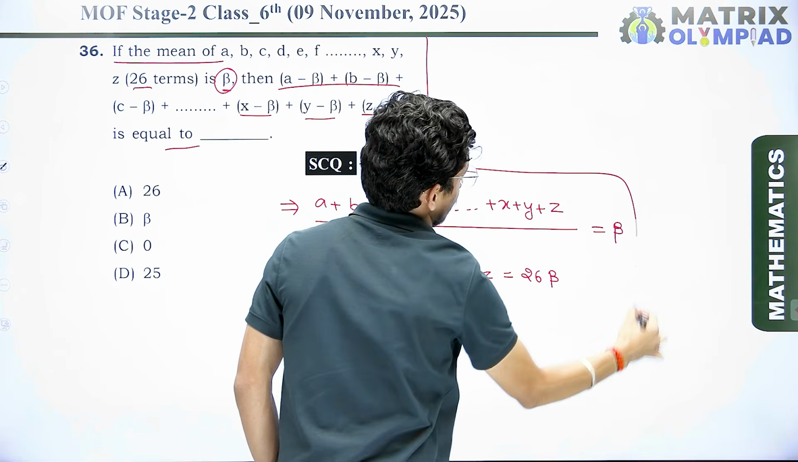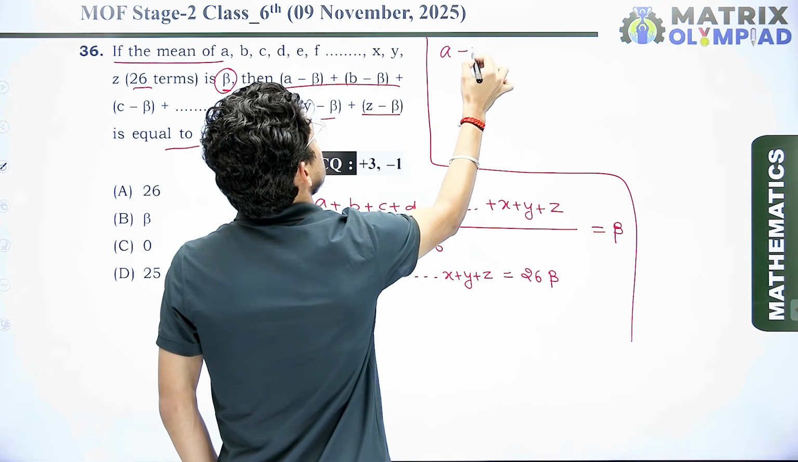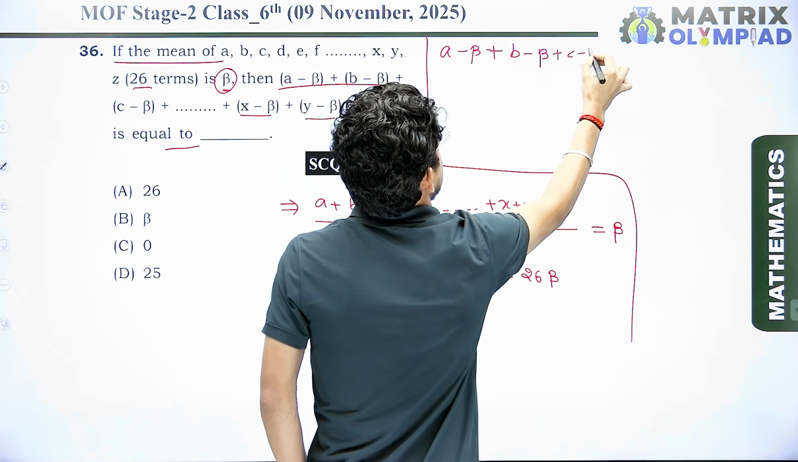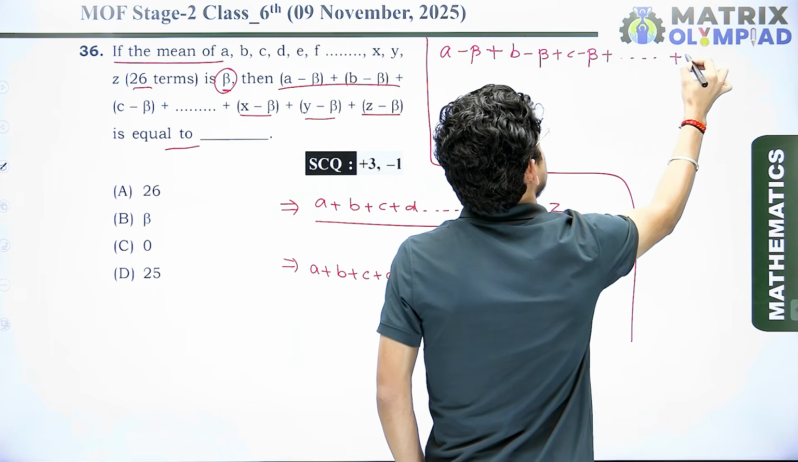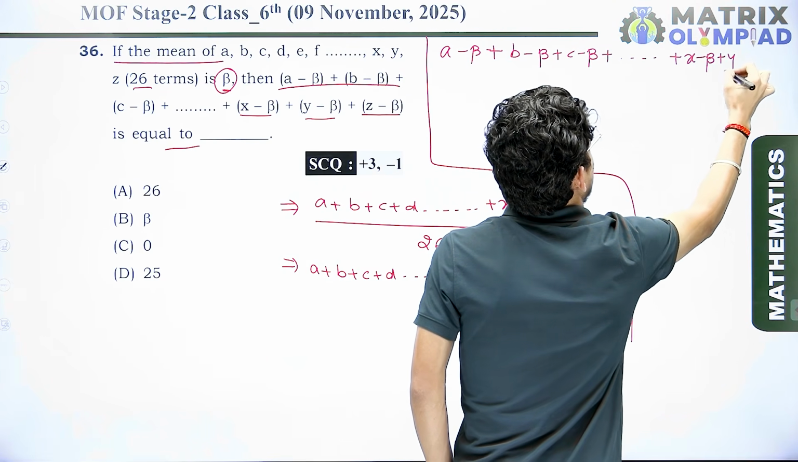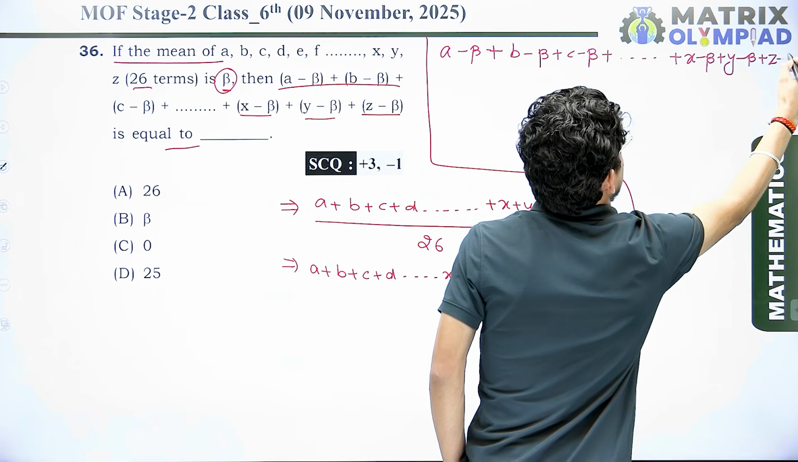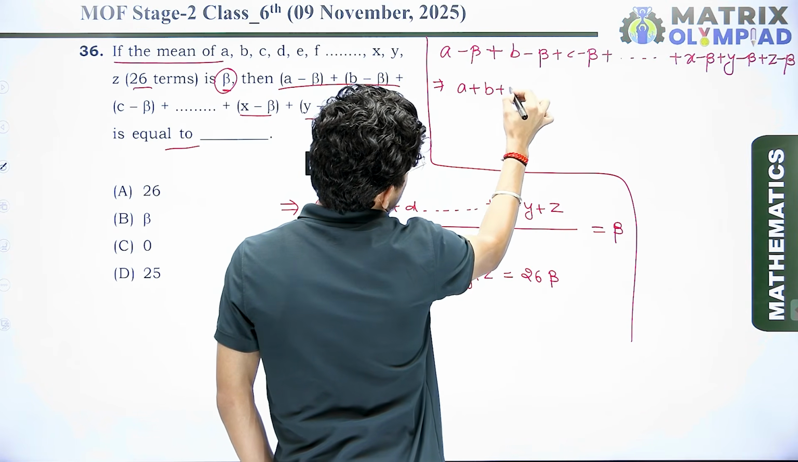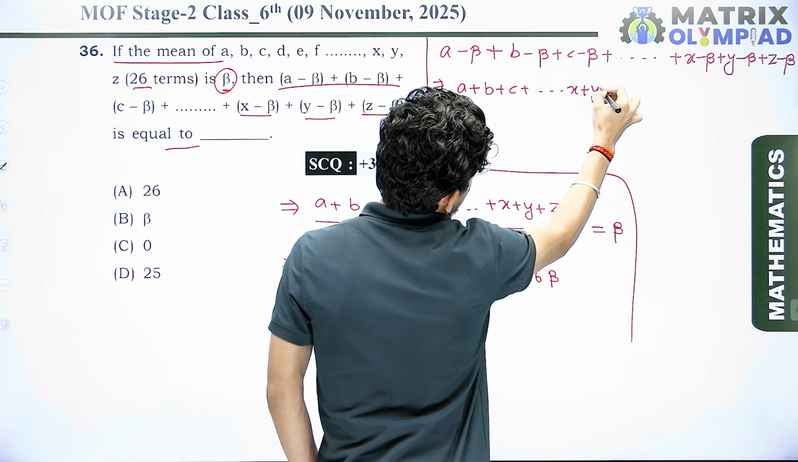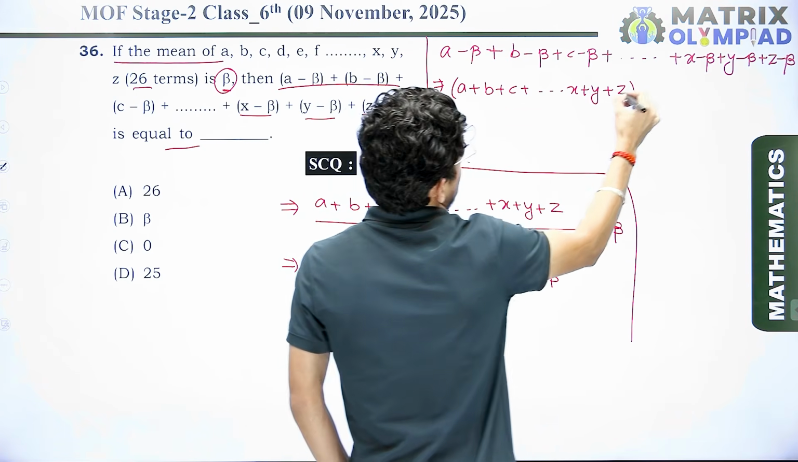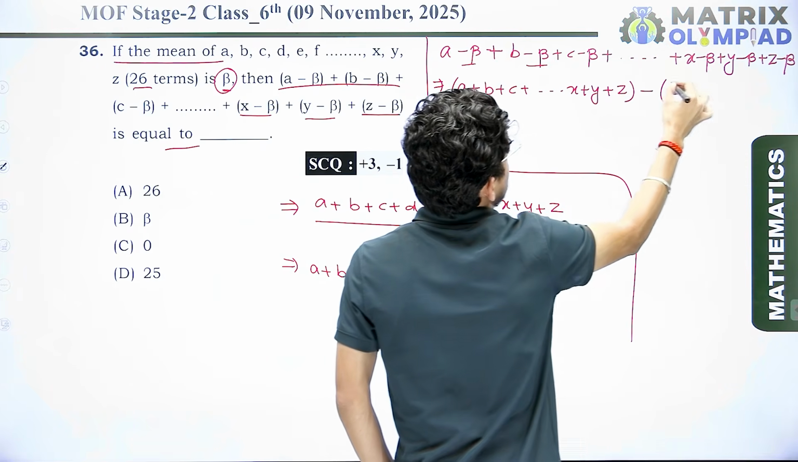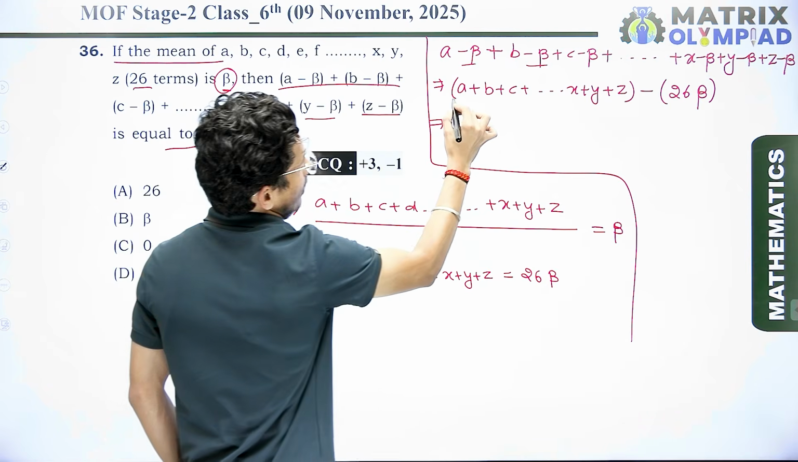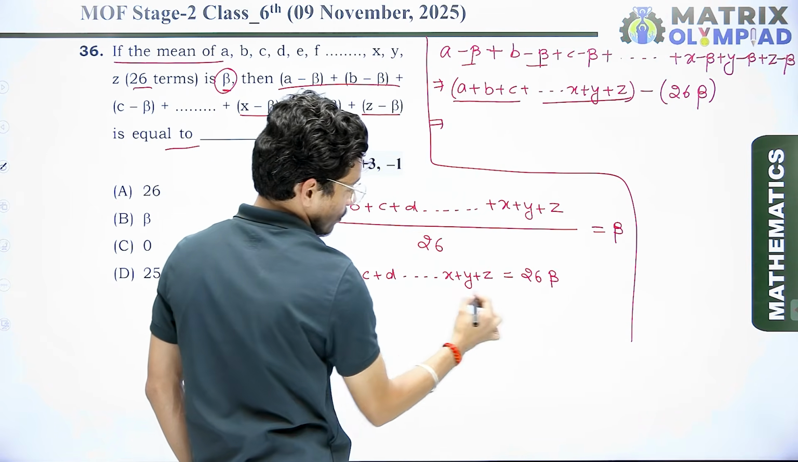Okay, and we have to find the value of A minus beta plus B minus beta plus C minus beta and X minus beta, Y minus beta, Z minus beta. So here I can write A minus beta plus B minus beta plus C minus beta and last X minus beta, Y minus beta and Z minus beta. So we can say that A plus B plus C plus X plus Y plus Z minus how many times beta are here? 26 times. So I can write here 26 beta. We know the value of A plus B plus C plus X plus Y plus Z is equal to 26 beta.